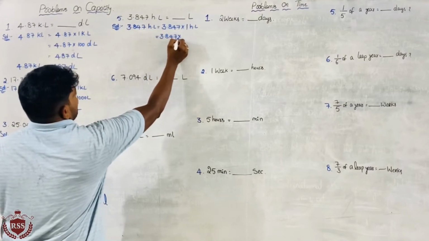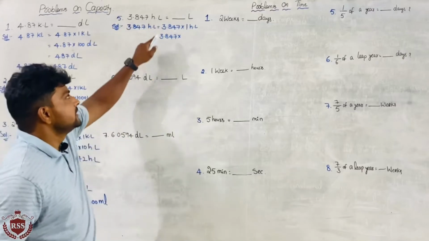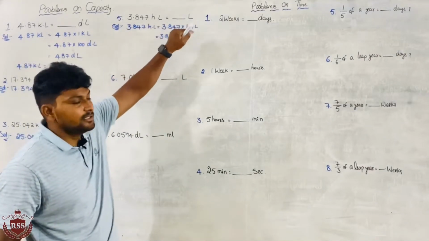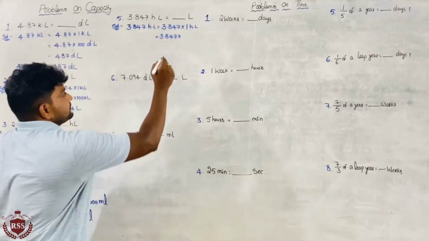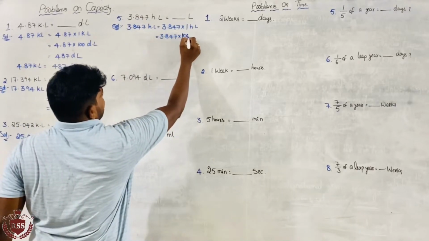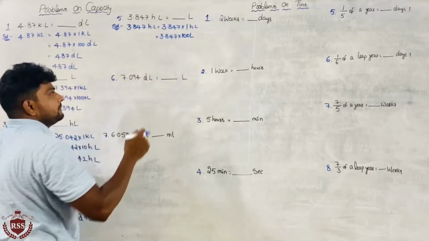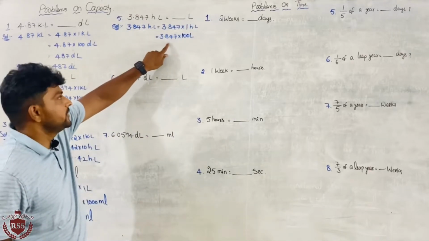3.847 into 1 hectoliter equals how many liters? The hectoliters has to be converted into liters. 1 hectoliter equals 100 liters. So we have to multiply this decimal value with 100.